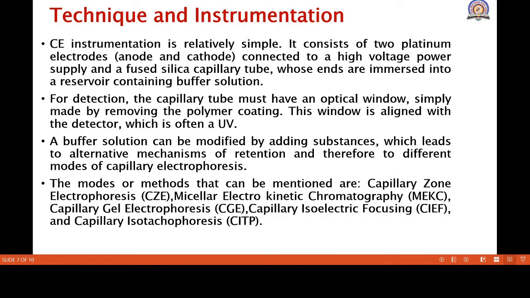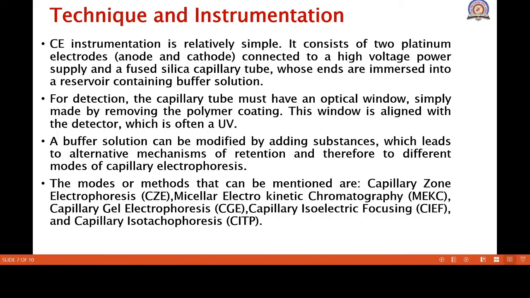Then we see the techniques and instrumentation. This capillary electrophoresis instrumentation is relatively simple. It consists of two platinum electrodes, we call them anode and cathode, connected to a high voltage power supply, and a fused silica capillary tube whose ends are immersed into reservoirs containing buffer solution. Okay, it is very simple. For the detection, the capillary tube must have an optical window simply made by removing the polymer coating. This window is aligned with the detector, which is often a UV.